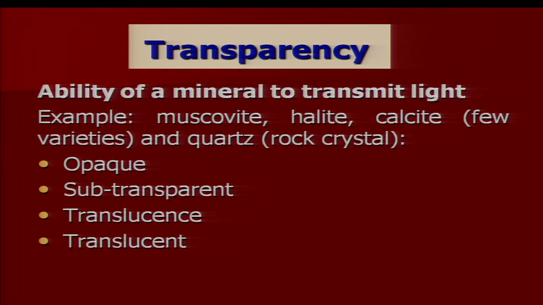The intermediate type of mineral which is partly allowing the light rays to pass through and partly light rays are obstructed, such minerals are called subtransparent, then translucence and translucent minerals. These are the four important major categories. I will discuss each one by one.